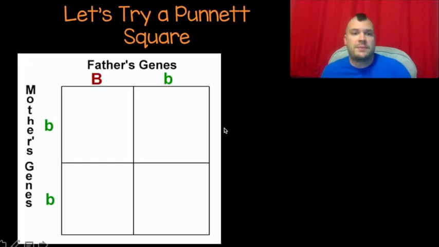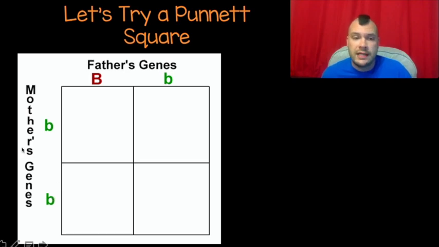So if we try this Punnett square here, we have the father's genes on top and the mother's on the side. So the father is going to have the dominant trait. Now this could be eye color, hair color, height, anything. But it's going to be dominant because he has one capital B. Now he also carries the recessive gene, but remember the recessive gene gets covered up by the B, the big B. Mother is totally recessive, 100% recessive, little b, little b.